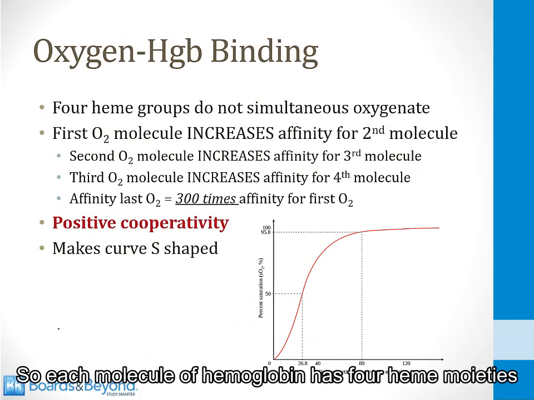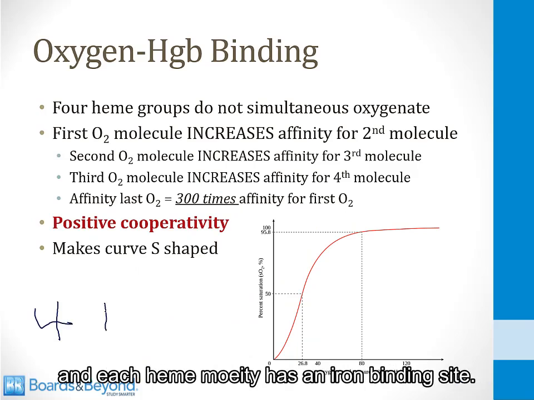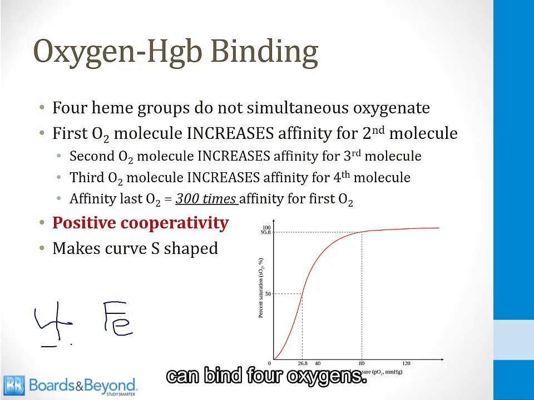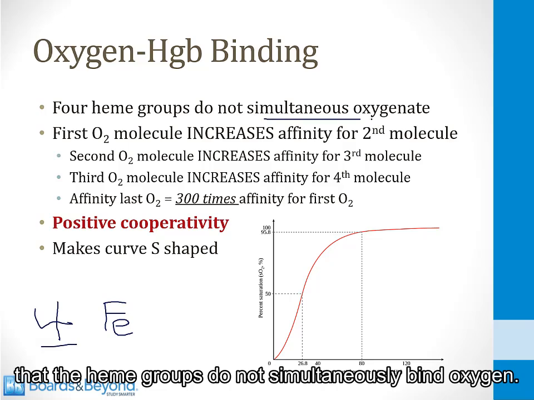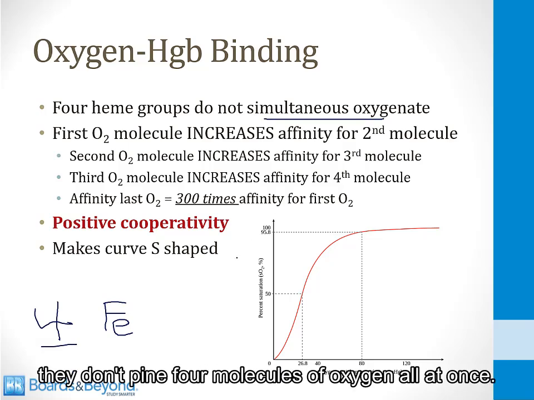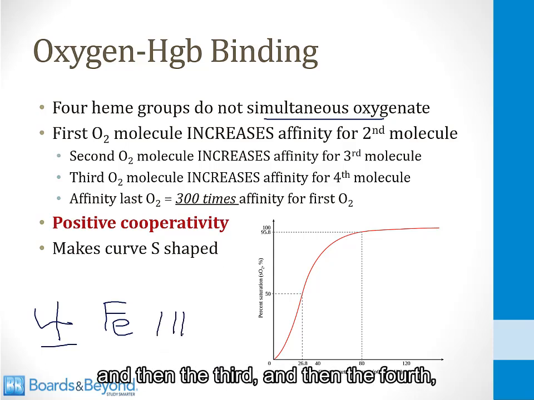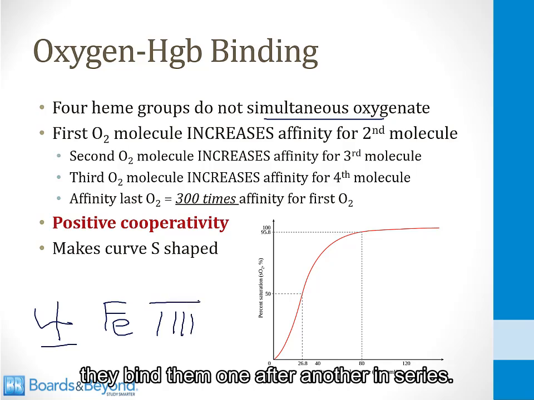So each molecule of hemoglobin has 4 heme moieties, and each heme moiety has an iron binding site. Therefore, each molecule of hemoglobin can bind 4 oxygens. And it turns out that the heme groups do not simultaneously bind oxygen. In other words, they don't bind 4 molecules of oxygen all at once. Instead, they bind 1, and then they bind a second, and then a third, and then the fourth. They bind them one after another in series.